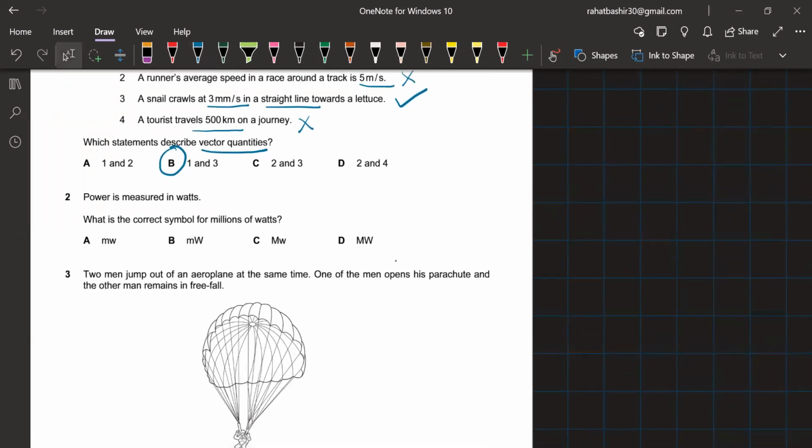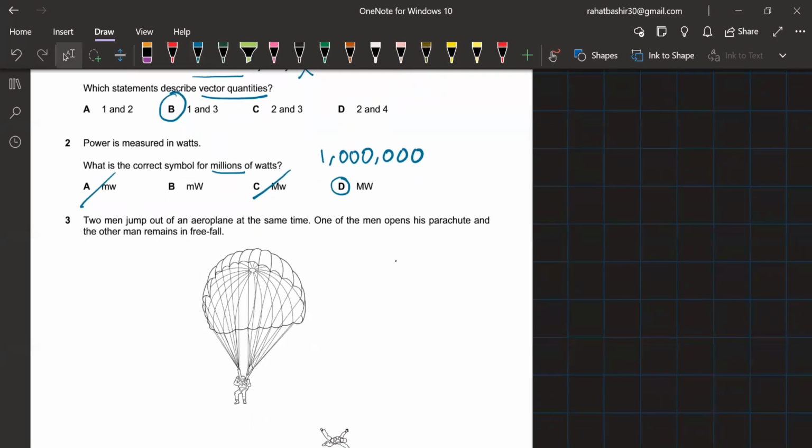Power, question number 2. Power is measured in watts. What is the correct symbol for millions of watts? The million is 1... this is million, right? So the symbol for watt is capital W. So A and C go out of consideration. So the small m stands for milli. So it is not million. So D is the correct answer, which is 1 megawatt, which is equal to millions of watt.